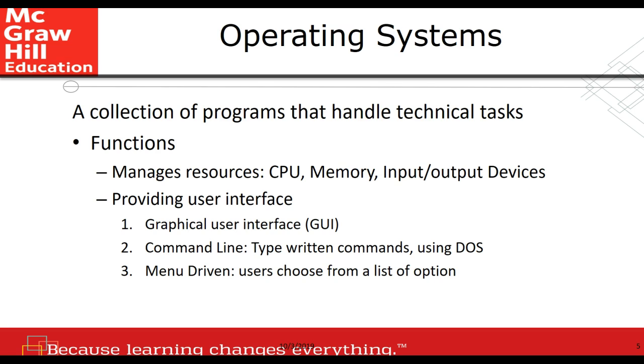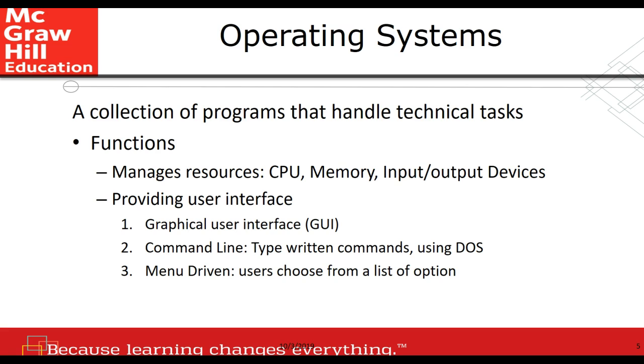As I mentioned earlier, the operating system is a program that handles all the technical tasks of the computers. So what are the functions? The first function is to manage resources like the CPU, the memory, and the input and output devices of the computer, like the keyboard, mouse, the monitor, and so on. The second function is to provide a user interface, how the users interact with the computers. There are 3 different types of user interfaces.